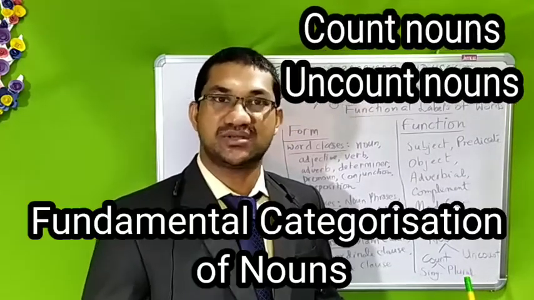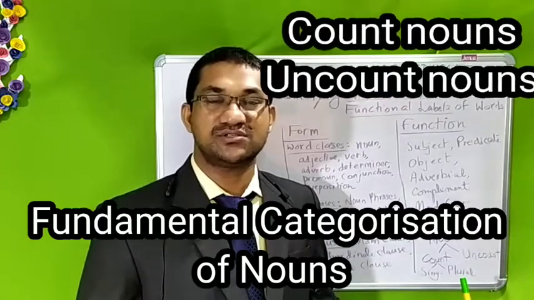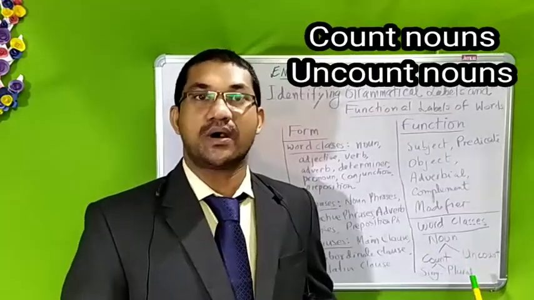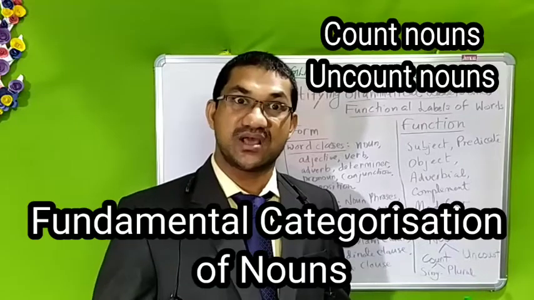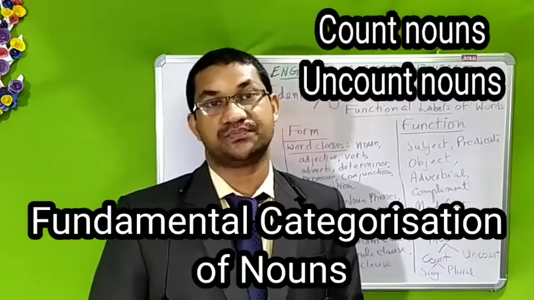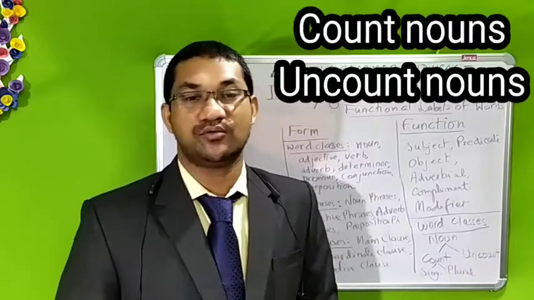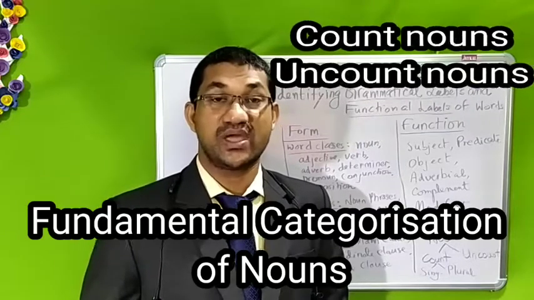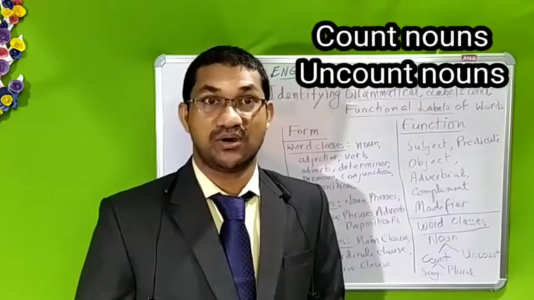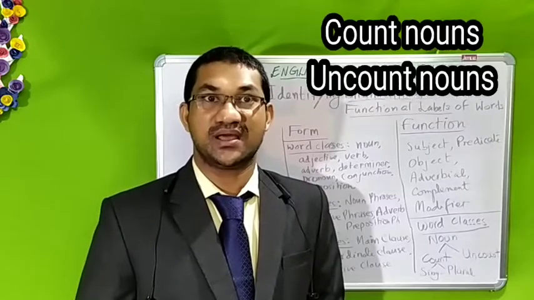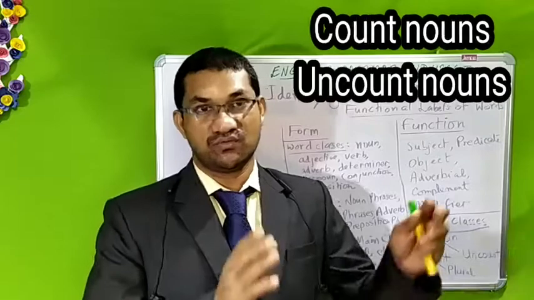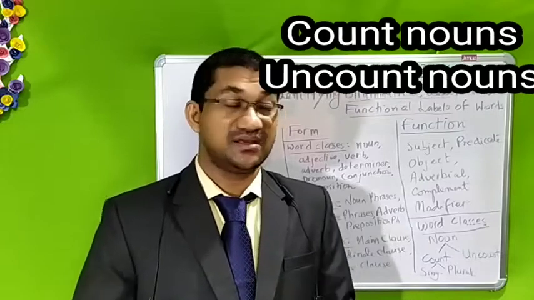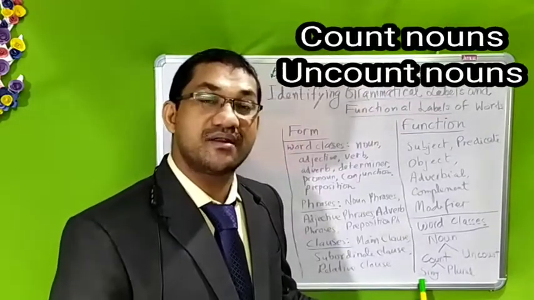So both are the same, right? These are different terms for the same concept. Count nouns, right? And next we have uncount nouns or uncountable nouns. So let us understand what count nouns or countable nouns are. Countable nouns are things, objects, or matters we can count using numbers 1, 2, 3 like that. And we say that count nouns have singular and plural forms.